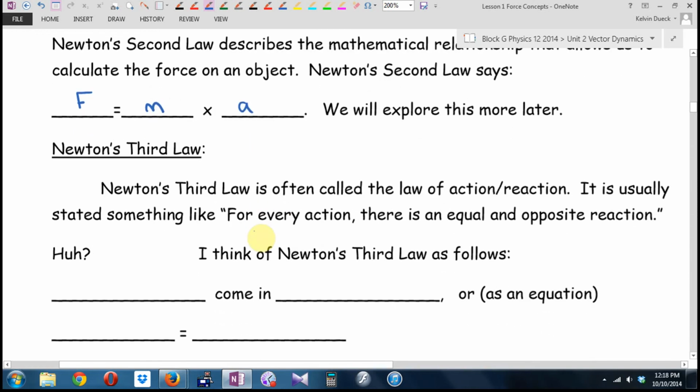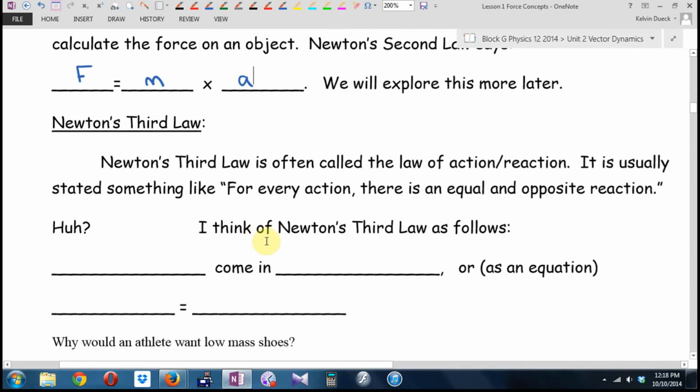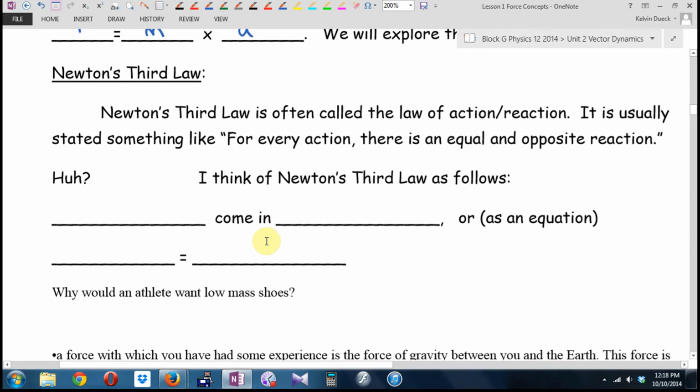Newton's third law is often called the law of action-reaction. It's usually stated something like, for every action, there is an equal and opposite reaction. Mr. Goulet likes to say that. And to me, that's about as confusing as you could have phrased it. Here is Mr. Dueck's version of Newton's third law.